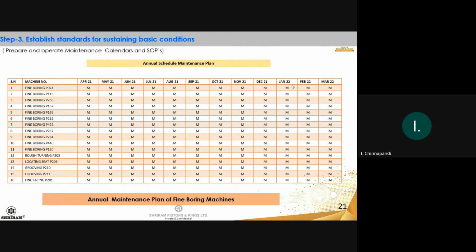Then comes step 3: establish a standard for sustaining basic condition. So this is how we maintain the standard. We prepare the annual schedule, and according to the annual schedule the standards are maintained. If it's monthly, they will check it monthly. If it's okay, they will mark it okay. If it is not okay, they will take action. Next.